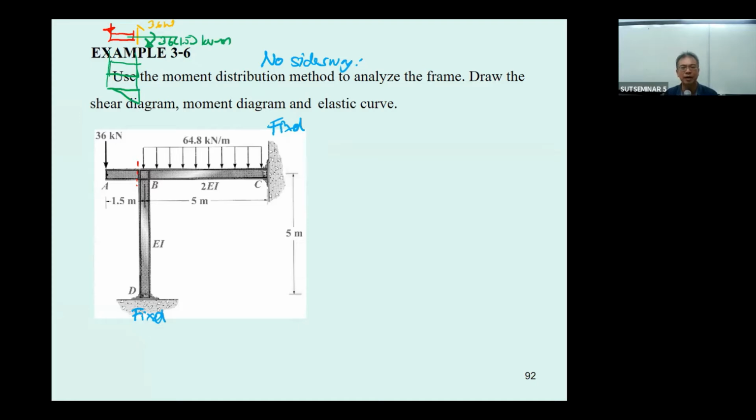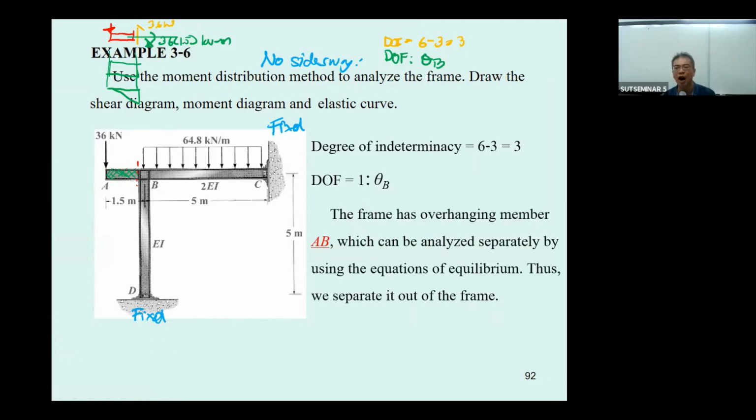So by doing this, you may just take this portion of this frame out. What is the degree of indeterminacy of this frame? This frame is going to have the degree of indeterminacy of 6 minus 3, which is 3. And how about the degree of freedom? If you take the portion AB out, the degree of freedom is going to be only zeta sub B. So this problem is going to be easier when you use the displacement method to analyze it.